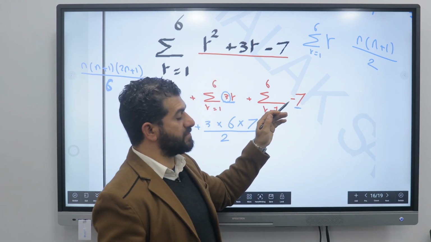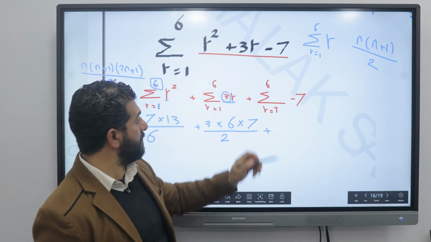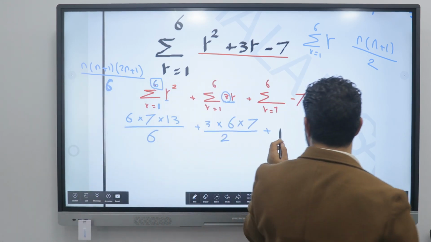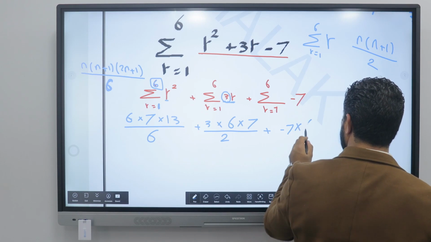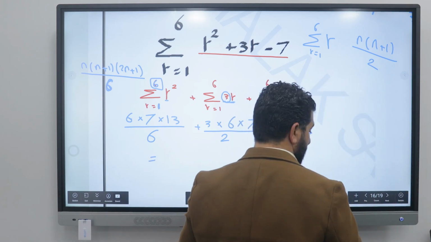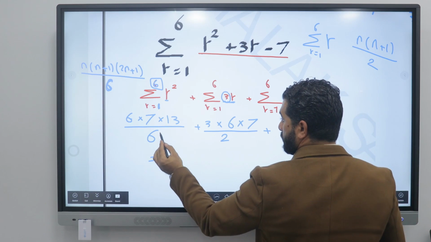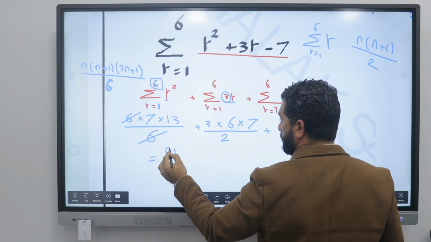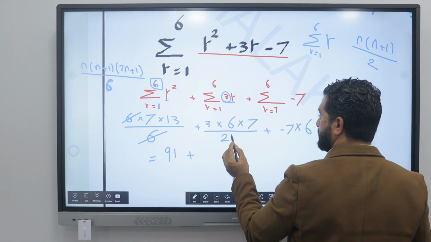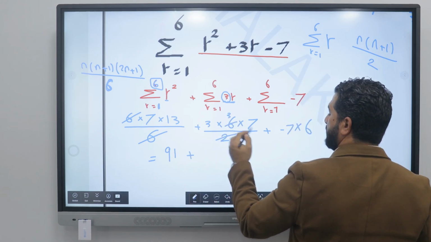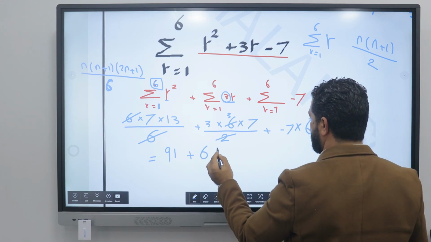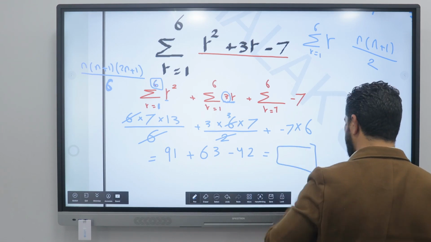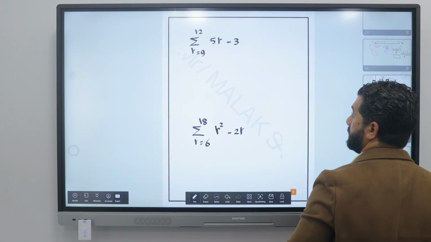a sequence where all terms are -7 and I want to find the sum of the first 6 terms. So it will be -7 times 6. Of course you can use the calculator, or you can do it without it: cancel 7 and 7, 7 times 3 is 21, carry up, it will be 91, plus here cancel 2 and here is 3, 3 times 3 is 9, 9 times 7 is 63, and we have here -42, then add all of them. Let's go to the next example here.